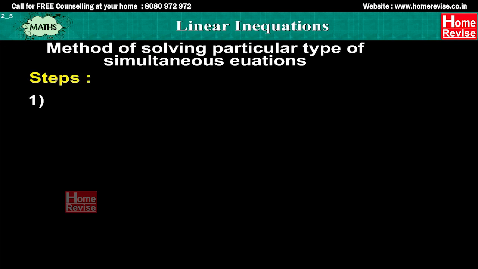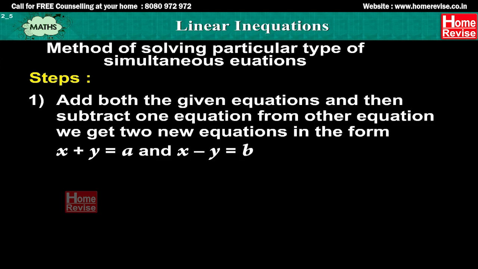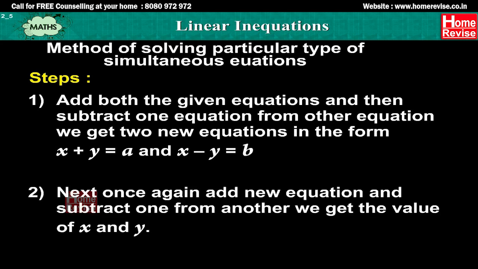First step, add both the given equations and then subtract one equation from the other equation. We get two new equations in the form of x + y = a and x - y = b. Second step, next, once again add the new equations and subtract one from another. We get the values of x and y. Let us solve some problems based upon this method.